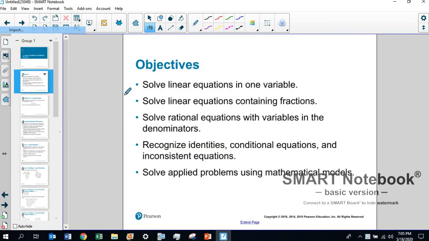I'm going to talk about solving linear equations in one variable, equations that contain fractions, solving rational equations where the variables are in the denominator, and then talk about some terminology associated with these guys.